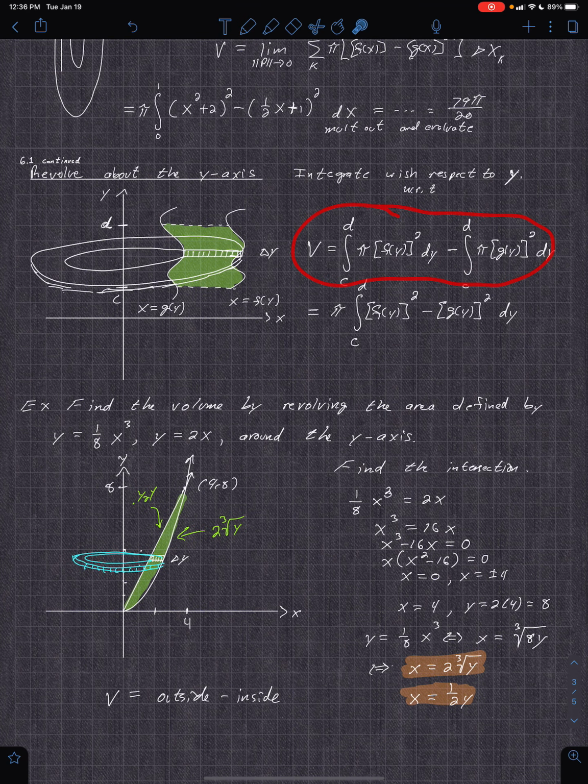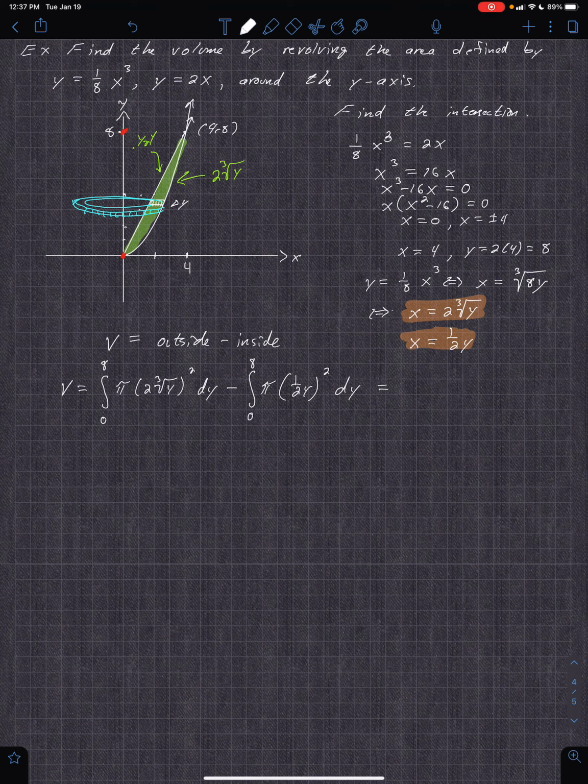And then minus the integral from 0 to 8 of pi times (1/2 y) squared dy. And then we simplify it. So check that out. I'm not going to use up the rest of the video to simplify it. I do not have an answer to this one, so this could be a setup question. I'll talk more about that later if we ever do a setup question.